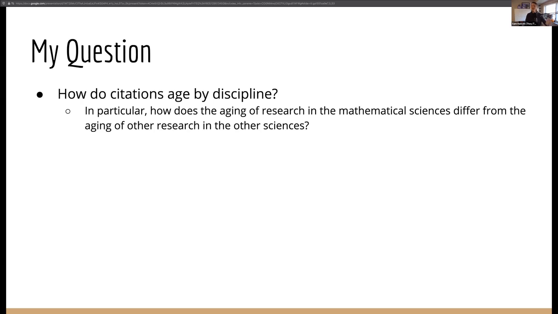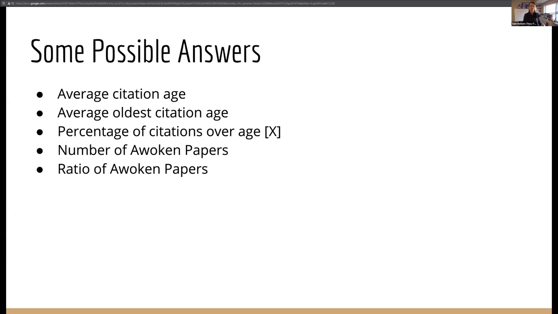So that's why we're not going to talk just about math and science today. Here are some possible things I thought might be able to answer this. We could look at average citation age by year, average oldest citation, a percentage of citations that are over or under a certain age, a number of Awoken papers, or the ratio of Awoken papers. Those are some options, and there are going to be some more that I'm going to toss in throughout.